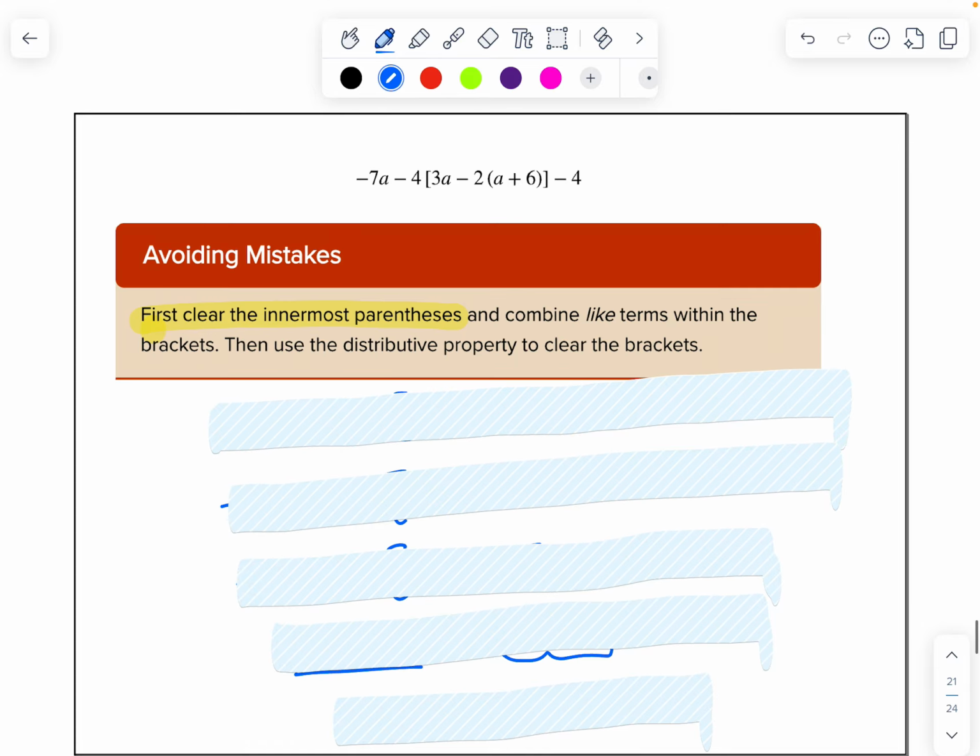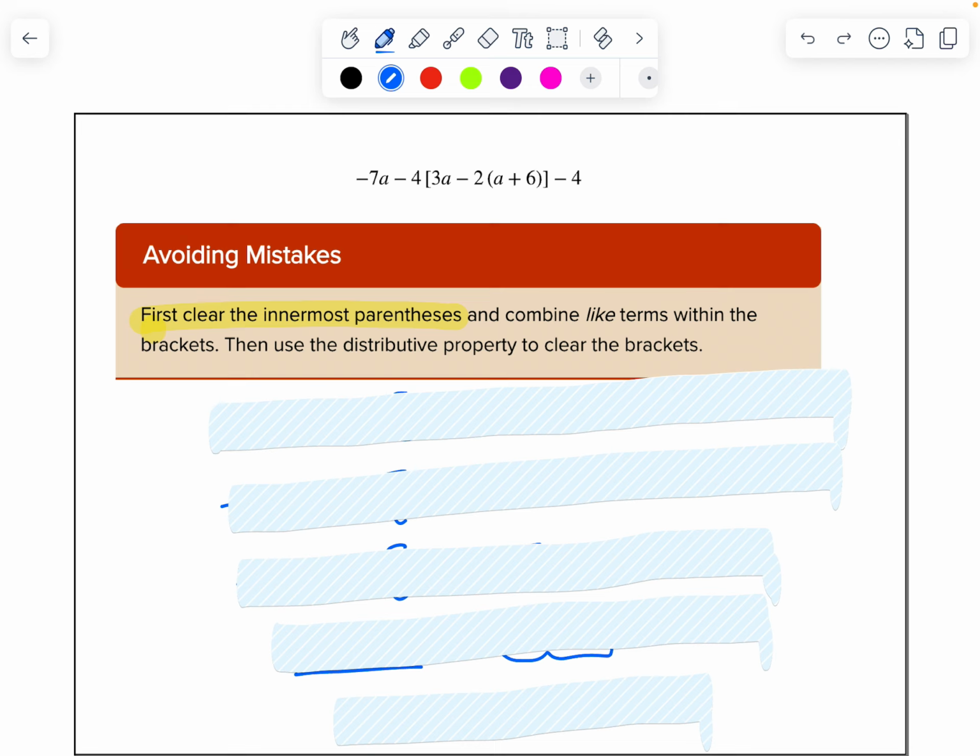All right, one more, a challenging one here. We've got 7a minus 4 bracket, 3a minus 2 parentheses, a plus 6 close bracket, minus 4. Again, if you need to go back to the last lesson, you can to review some of this stuff, but that bracket in this context acts the same way as a parentheses. And when you have parentheses nested within each other, you're going to start with the innermost. You're going to start on the inside parentheses. So I'm looking at this parentheses first because it's inside the other.